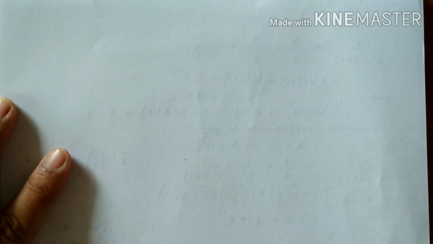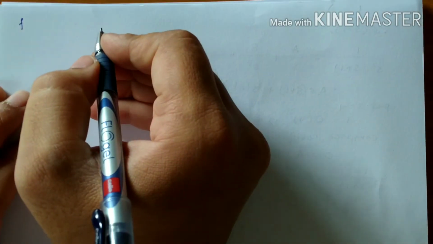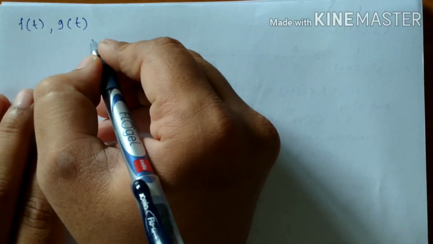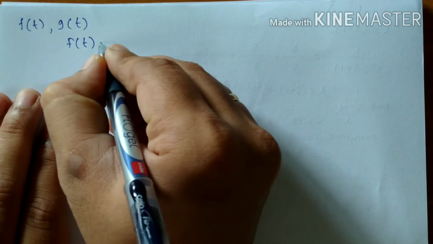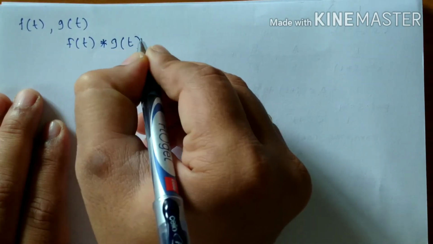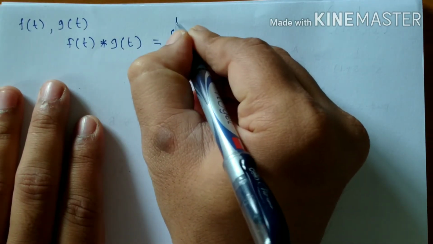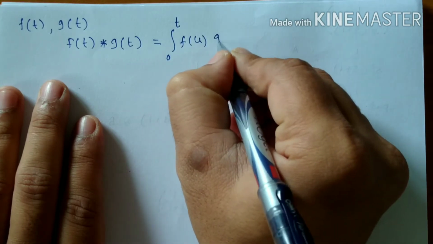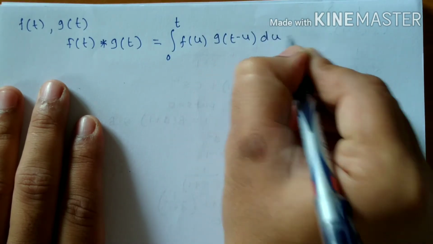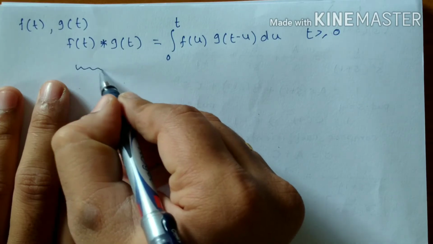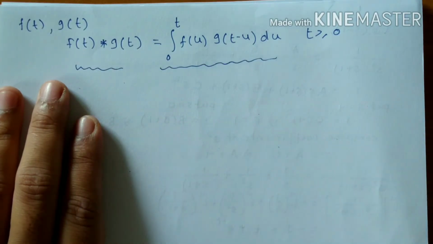The first question is, what is convolution? We have two functions. One is f of t and the second is g of t. Now the convolution of f of t with g of t is denoted by f star g of t, and it is defined by integration from 0 to t f of u into g of t minus u du for t greater than or equal to 0. So this is the definition of convolution of the two functions.